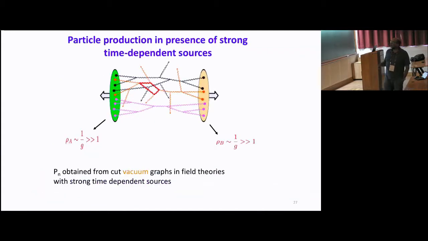So, okay, the question still remains, how do you compute? Now suppose I'm producing, say, 1,000 particles. Mathematically, you would write down a Feynman diagram where you would produce 1,000 particles, and then I would have to cut all possible connected vacuum graphs to get this P sub n. I would actually have to cut n of them to compute P sub n. And remember, I'm trying to work in this framework where I have strong time-dependent sources which have large occupancies.